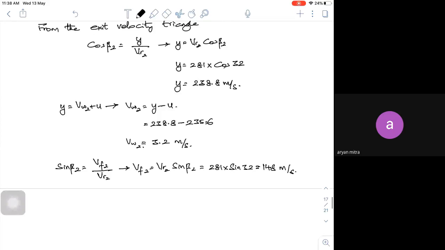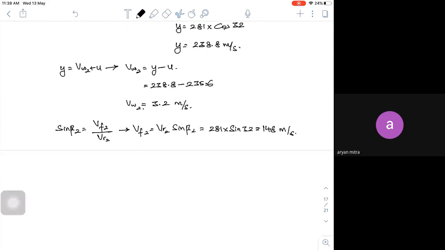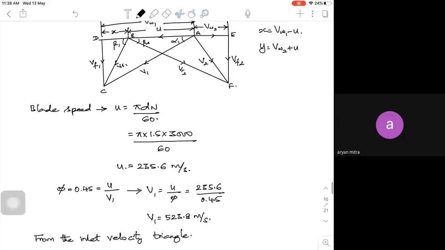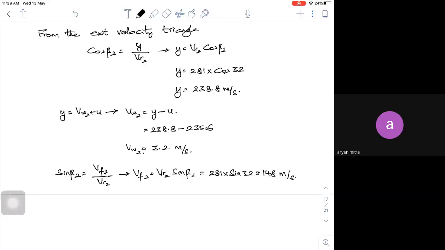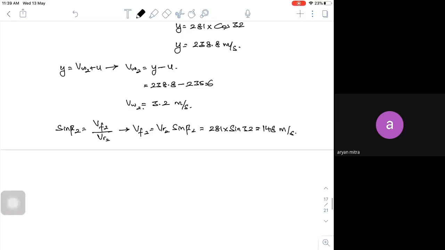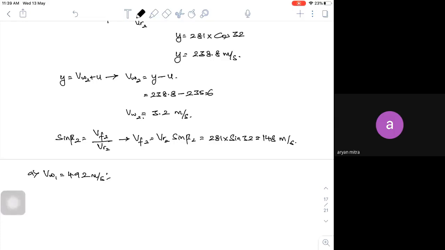So what are you supposed to find? You are supposed to find Vw1 and Vw2, and beta 1 and beta 2 you have found. The power we need to find. So Vw1 and Vw2 you have found; find the difference of it. Vw1 is 492 meters per second, and Vw2 is 3.2 meters per second.